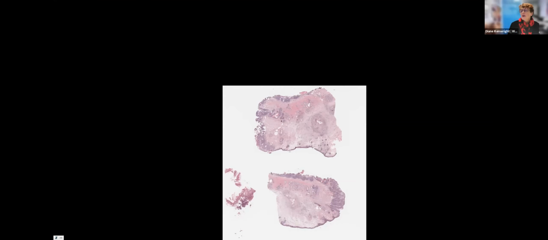So would I do a P16? No, I wouldn't do a P16, because P16 is really useful for invasive squamous lesions around the head and neck in determining whether or not they are HPV related. But I don't think I'd use it for this.